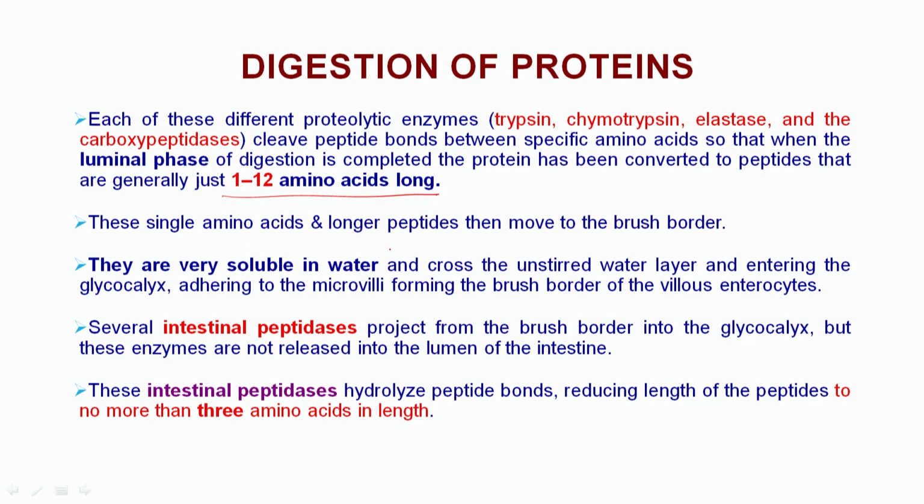These single amino acids and short peptides then move to the brush border. They are very soluble in water and cross the unstirred water layer, entering the glycocalyx adhering to the microvilli, forming the brush border of the villous enterocytes. Several intestinal peptidases project from the brush border into the glycocalyx, but these enzymes are not released into the lumen of the intestine. These intestinal peptidases hydrolyze the peptide bonds, reducing the length of the peptides to not more than 3 amino acids in length.